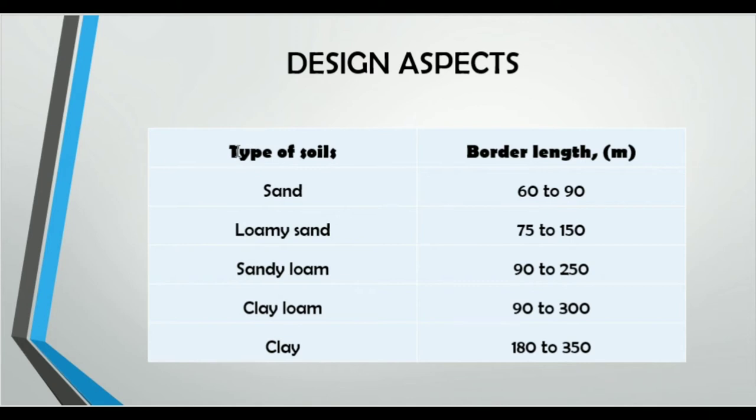Design, we have here also, it also depends on the type of soil you have in your field in order to determine the border length. So we have the sand, loamy sand, sandy loam, clay loam, and clay. So it is really important to know what type of soil you have in your field. So the border length could be 60 to 90 meters, 75 to 150, 90 to 250, 90 to 300, and 180 to 350 meters of border length. Depends on your soil type.